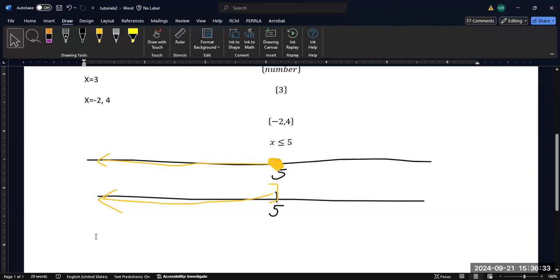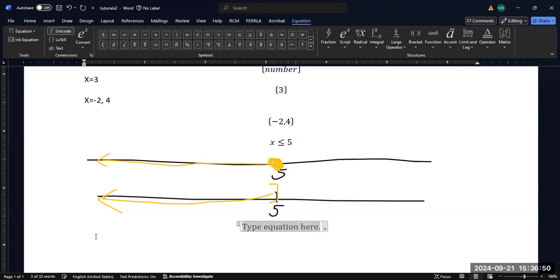They're going to remind me that the endpoint is included. X can be not only up to 5, 4.999999999, but also exactly 5. Unlike in our previous example where we could be as close to 4 as we wanted, but not actually 4. Now, in interval notation, again, we're going to use this same square bracket, but it goes on the 5.